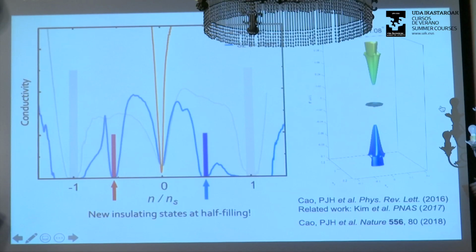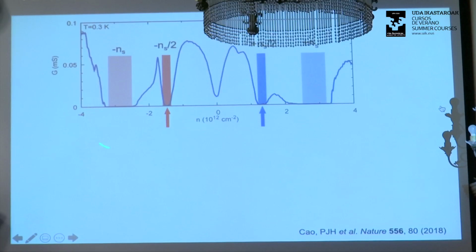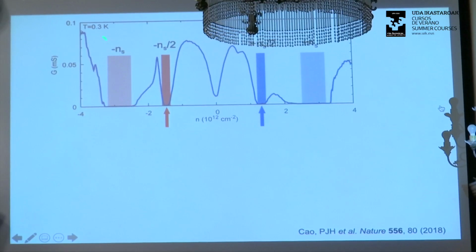So these insulating states at half filling of the conduction and the valence bands were actually very unusual. Here I'm showing you actual data with real units, conductance in millisiemens and density of electrons in 10 to the 12 per centimeter squared. This is the region near charge neutrality. This is 4 electrons, 4 holes per moiré unit cell. This is half of it. What you can see is that there is this insulating behavior.